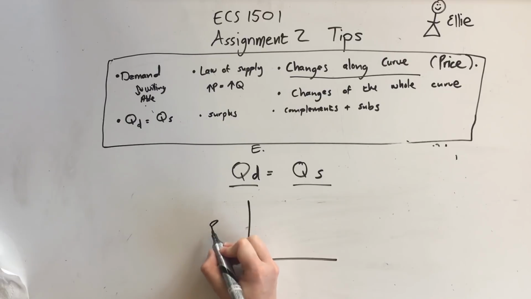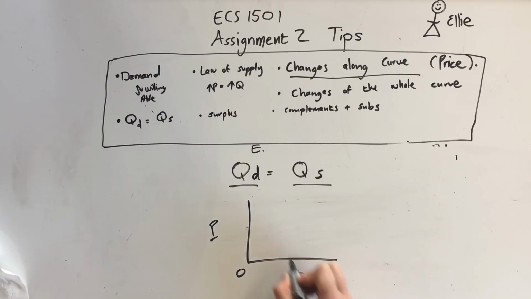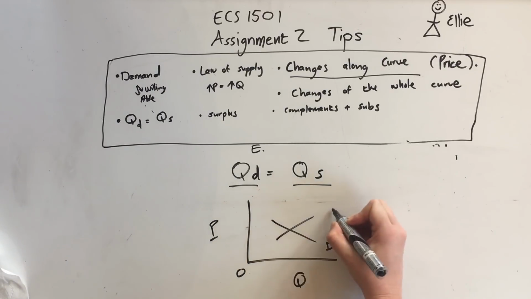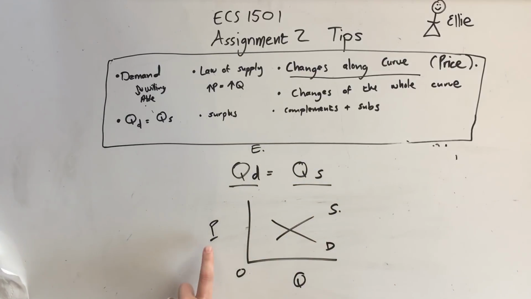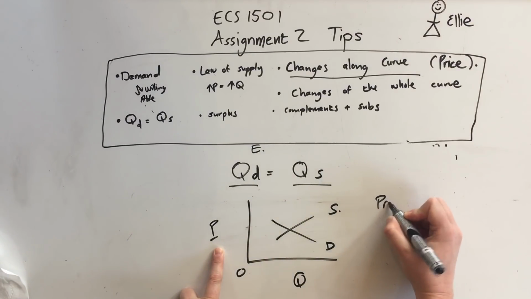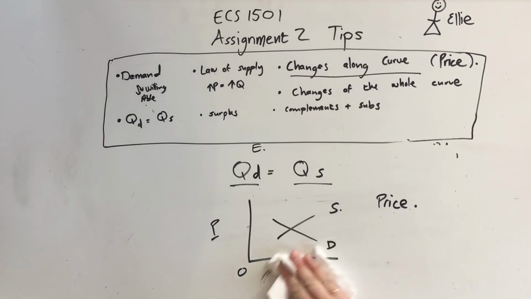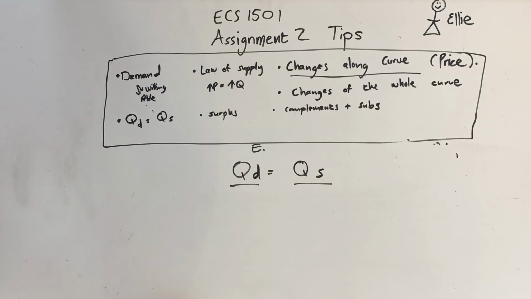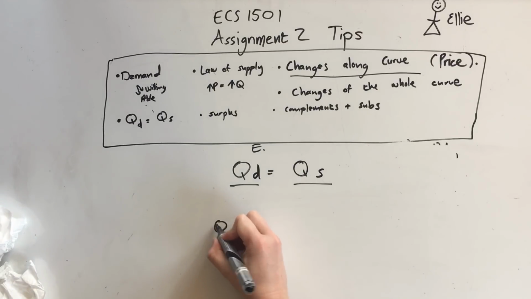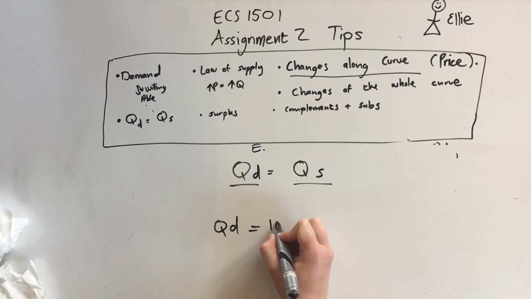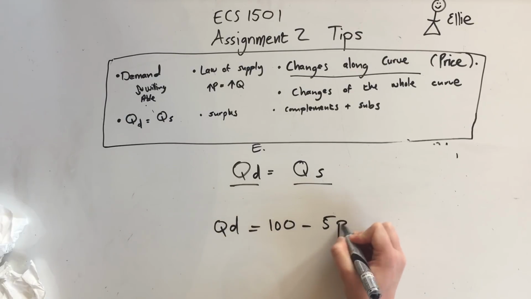The p is always on this side. That's always a 0, that's always a q. We have demand and we have supply. What we've just worked out is the p, which automatically is the price. If they are asking you for quantity, you have to take that p that you just calculated and put it straight back into your equation. So if your equation was QD equals 100 minus 5p, here's the p.